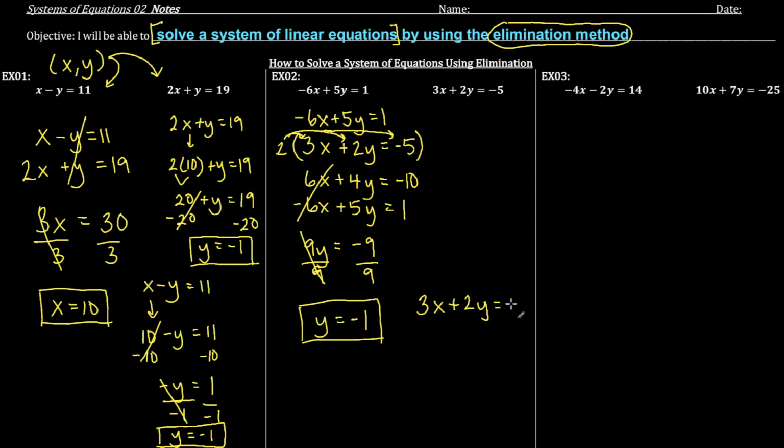equals negative 5. And this time, since I found y, and for the other one I found x, I substituted: x was 10, so I made x into 10. I substituted in 10 for x, right there, and I showed you. This time I found y is negative 1, so y will be negative 1. So 3x plus 2 times negative 1 will equal negative 5.